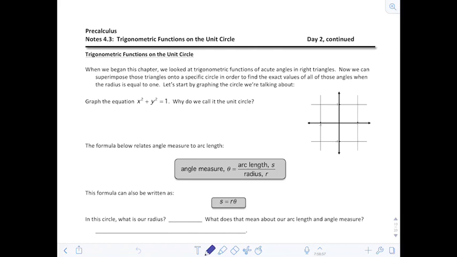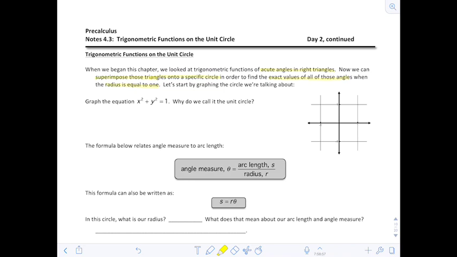Okay, notes 4.3, trigonometric functions on the unit circle. So when we began this chapter, we looked at trigonometric functions of acute angles in right triangles. But now we're actually going to superimpose or overlay those triangles onto a specific circle so that we can find exact values of certain angles. And the circle we're going to use is the unit circle where the radius is equal to 1.